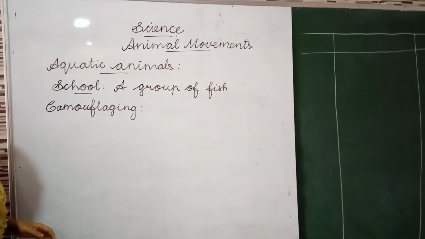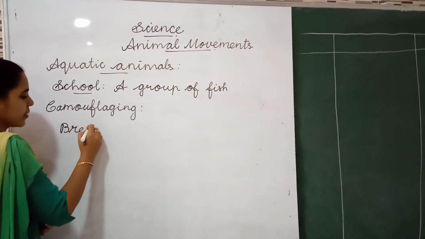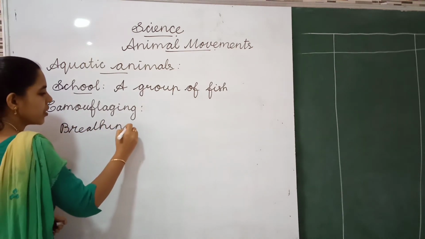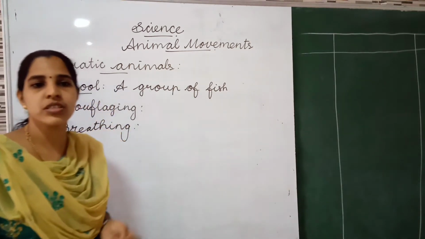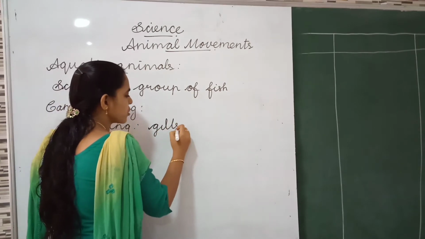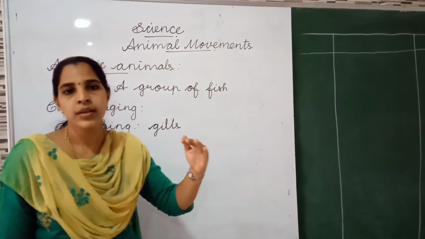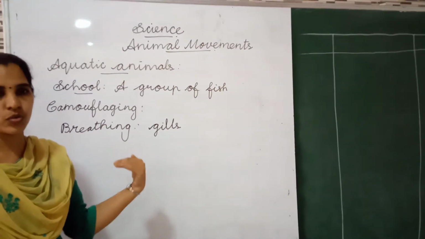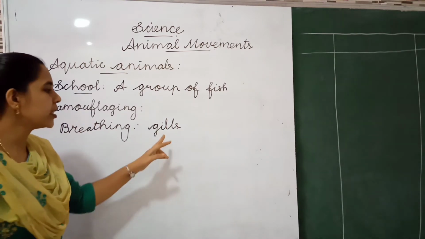Next one is how the fish will breathe. What is the respiratory organ of fish? Gills. The carbon dioxide will be diffused out. The oxygen will be absorbed through the gills.